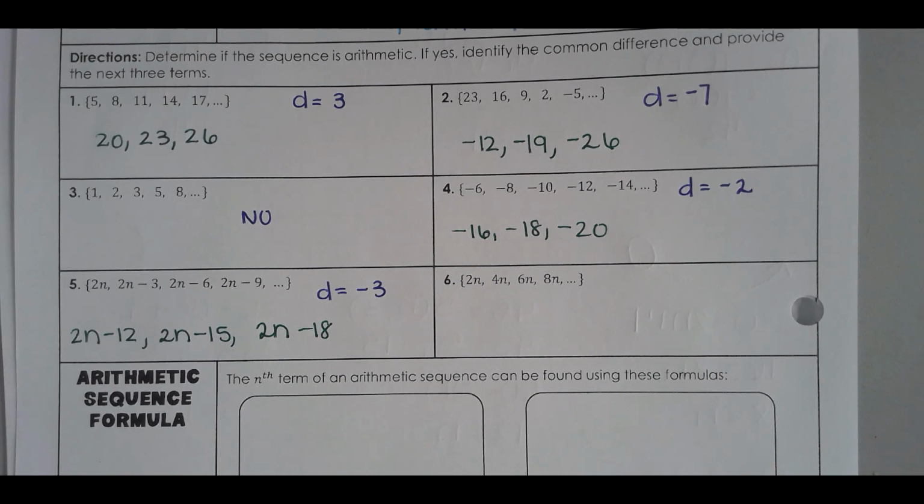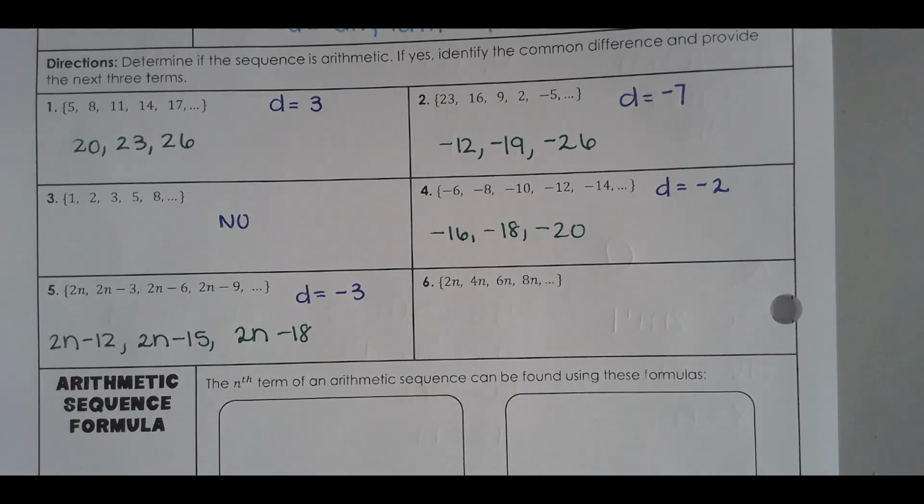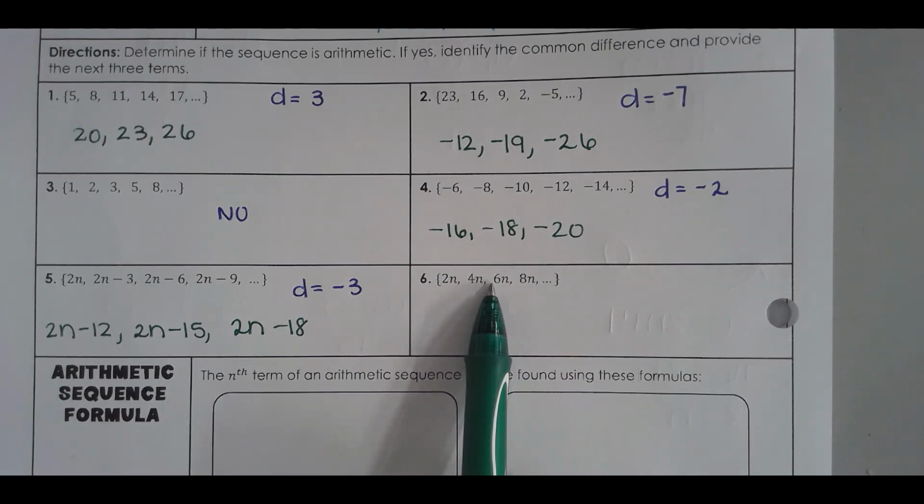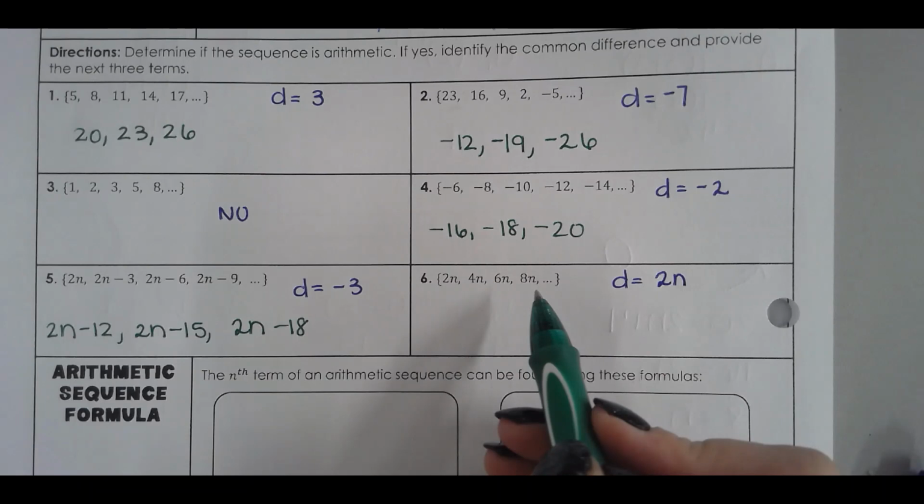What about 6? I'm adding 2n every time. After that, I get 6n, and I get 8n. So my common difference is 2n. Then I would have 10n, 12n, 14n. Good.